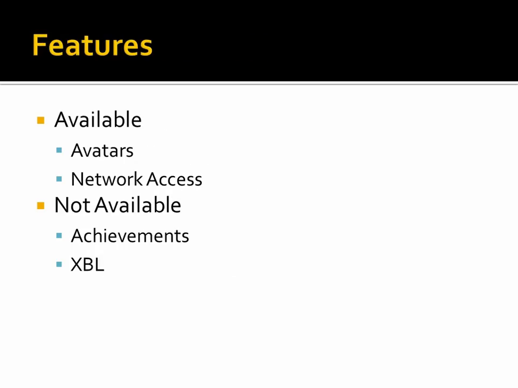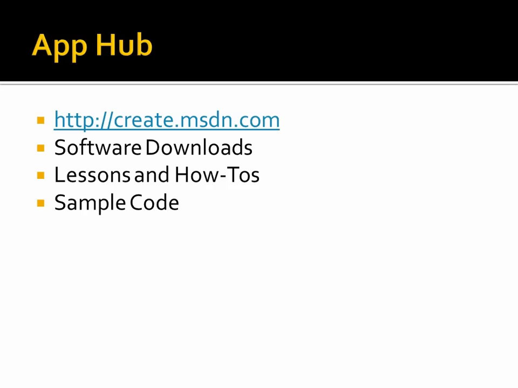Features. You can use avatars, and you do get network access with a Windows Phone game. It's really hard to use an avatar on a Windows Phone game because your screen's so small. But you can do it. There's all sorts of rules about what you can do. You cannot connect directly to Xbox Live, and you do not get access to achievements because I don't want people writing games that just throw out 100 achievements left and right. Because you know you all would do it.